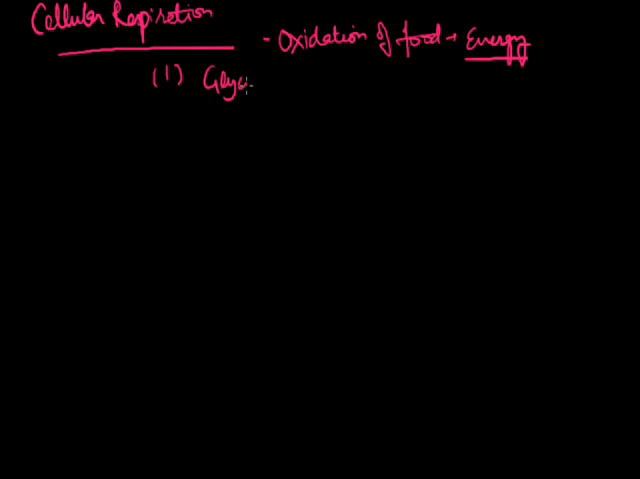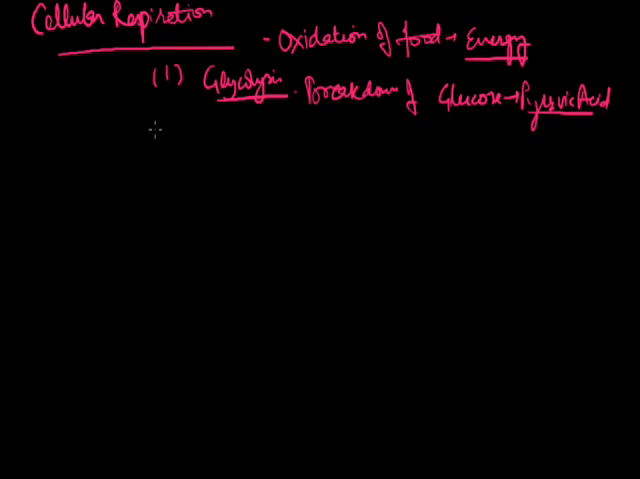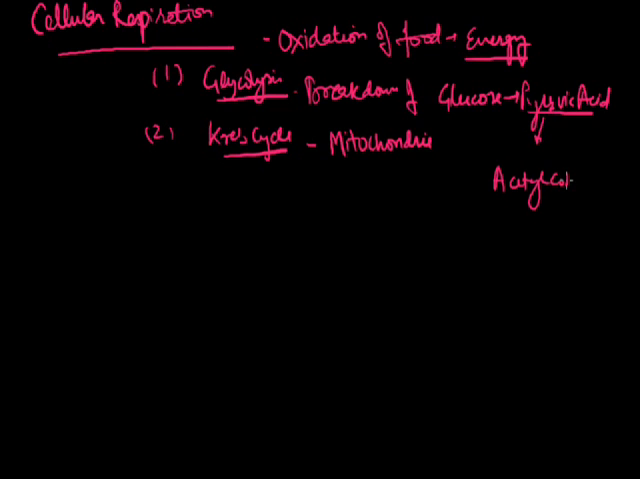One is glycolysis, that is breakdown of glucose into pyruvic acid in the cytoplasm, which does not require energy. Another is the Krebs cycle. This cycle takes place inside the mitochondria, where the pyruvic acid, which is converted into acetyl coenzyme A, enters the Krebs cycle. It was discovered by Hans Krebs, so it is named the Krebs cycle.